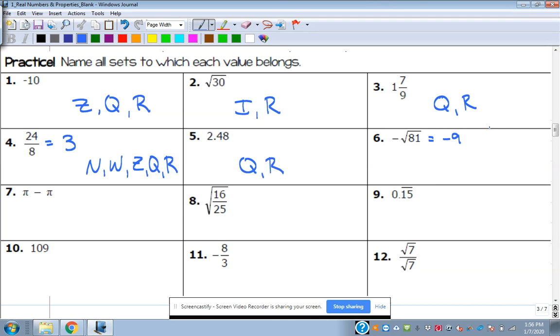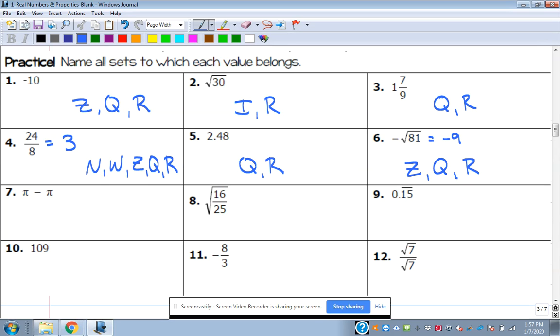Yeah, it simplifies to -9, which makes it an integer. That's good. But if it's an integer, what else is it? Rational number and real. Never will you have Q and I on the same answer choices. Can't happen. It just doesn't work that way.